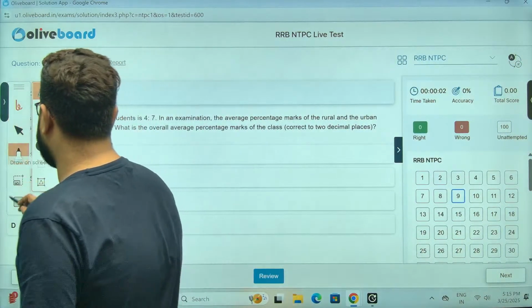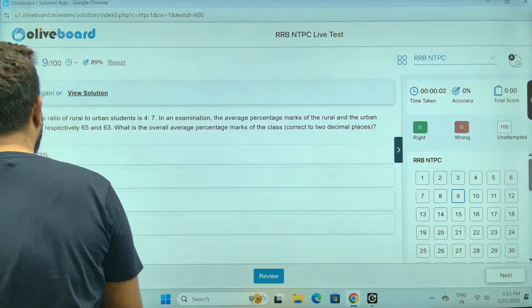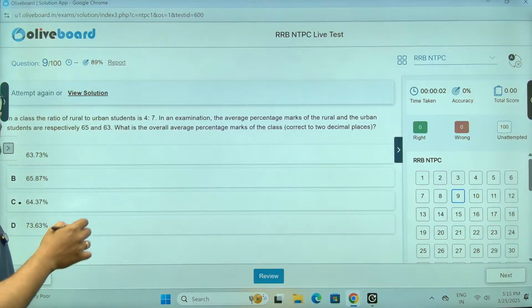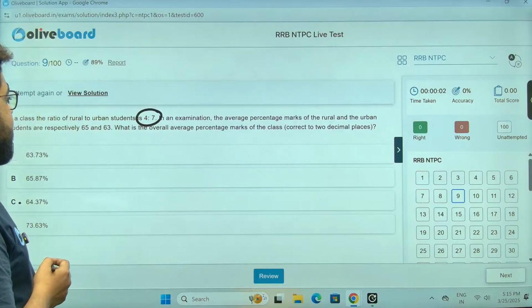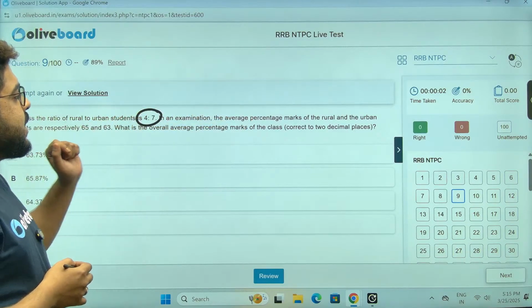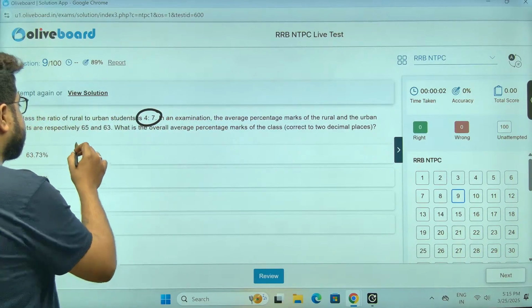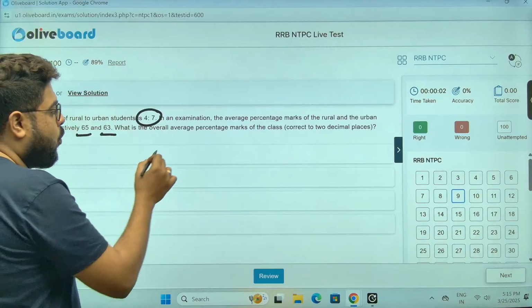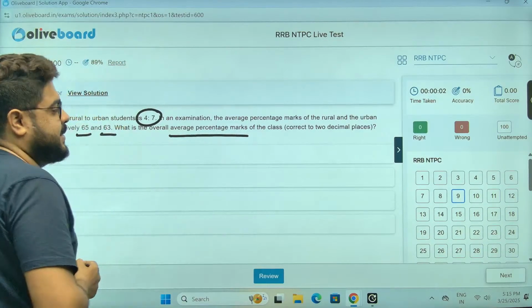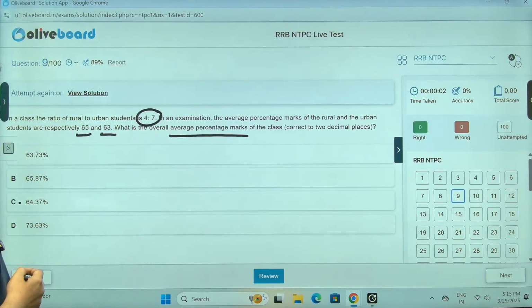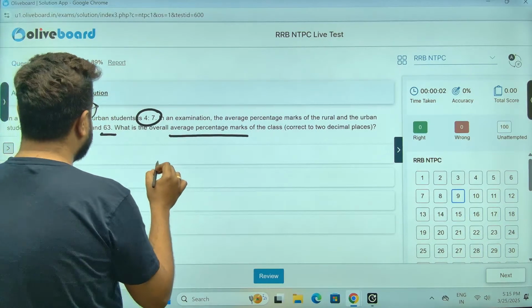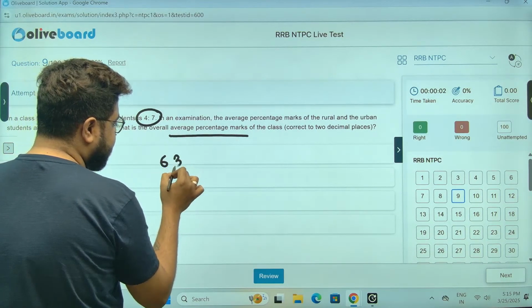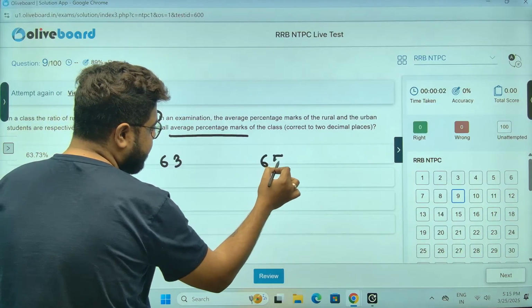Percentage. Let's do this one, it is also our question. In a class, the ratio of rural to urban students is 4:7. The average percentage marks for rural and urban students are 65 and 63. What is the overall average percentage? This is a very unique technique here. So one average is 63, another average is 65.